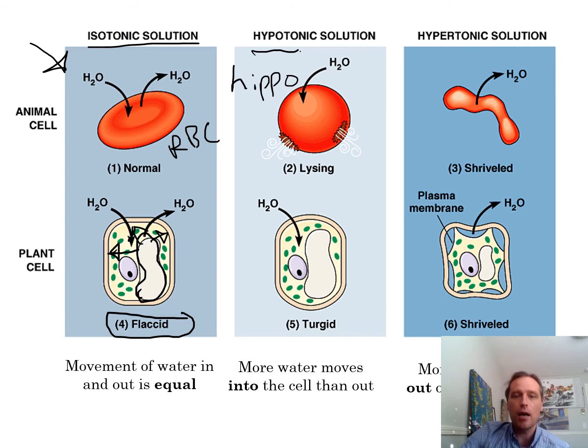Hypotonic. What happens to animal cells is they blow up like a hippo. Hypotonic, because more water is diffusing in by osmosis across the semi-permeable cell membrane, and the cell, if it's an animal cell, will expand as much as it can, and then it will lyse or burst. This is their animation or their cartoon for the cell bursting.